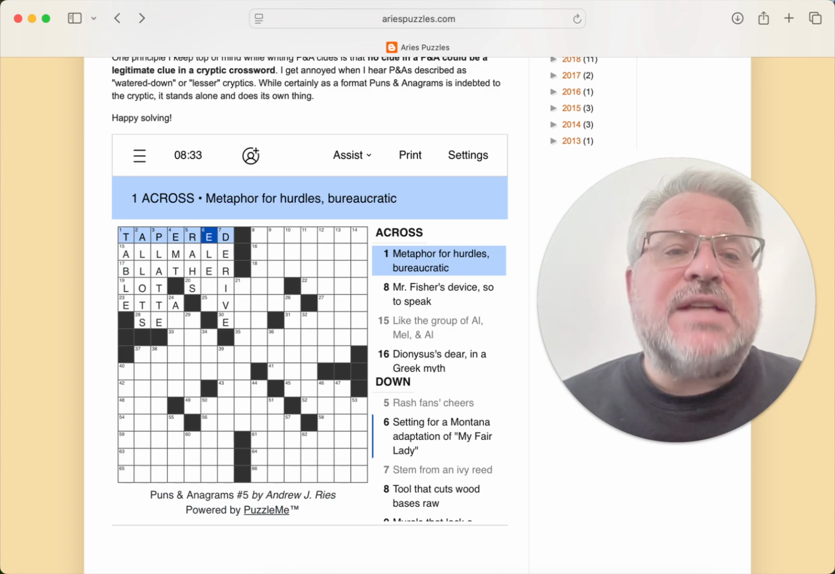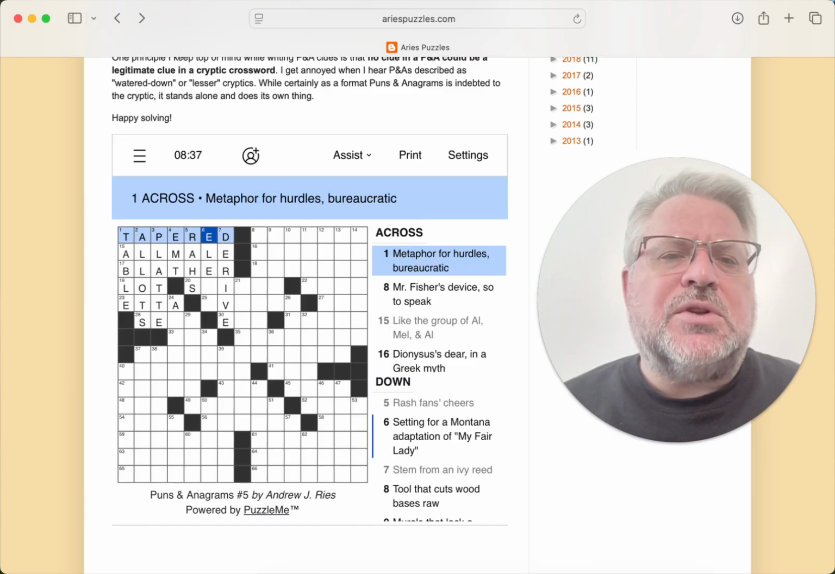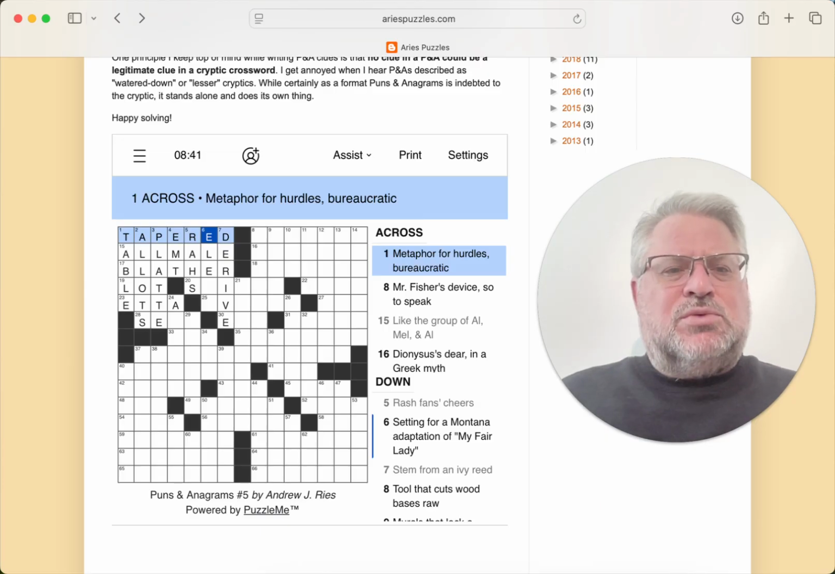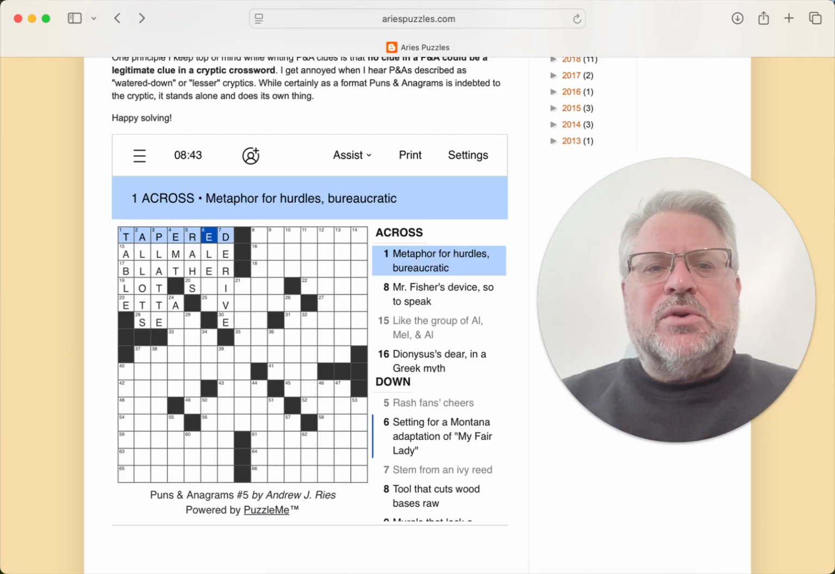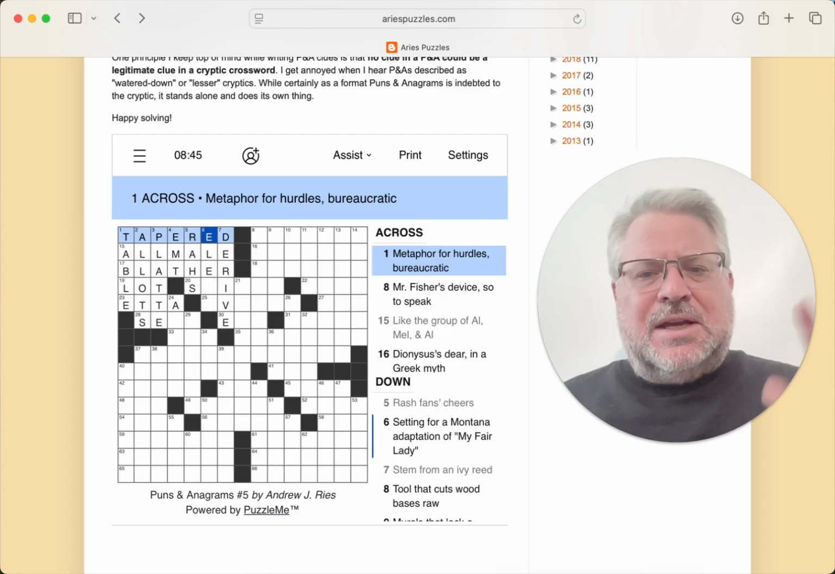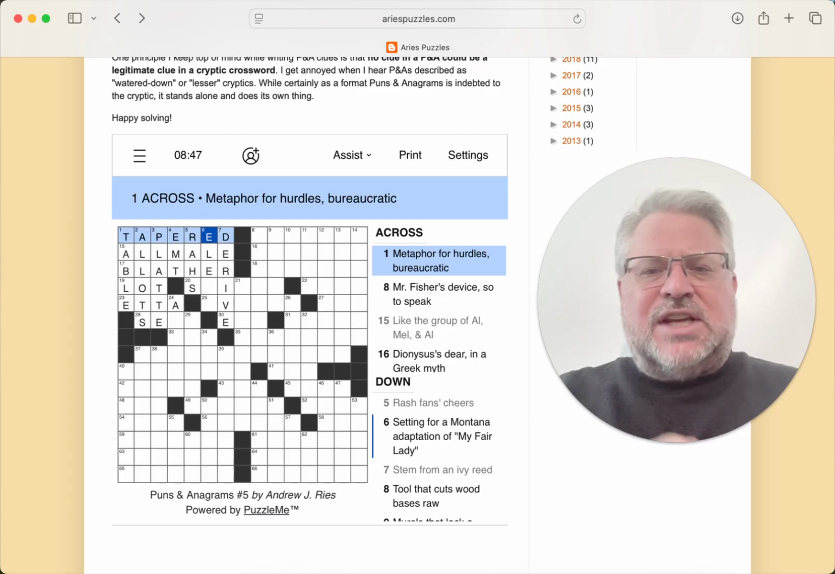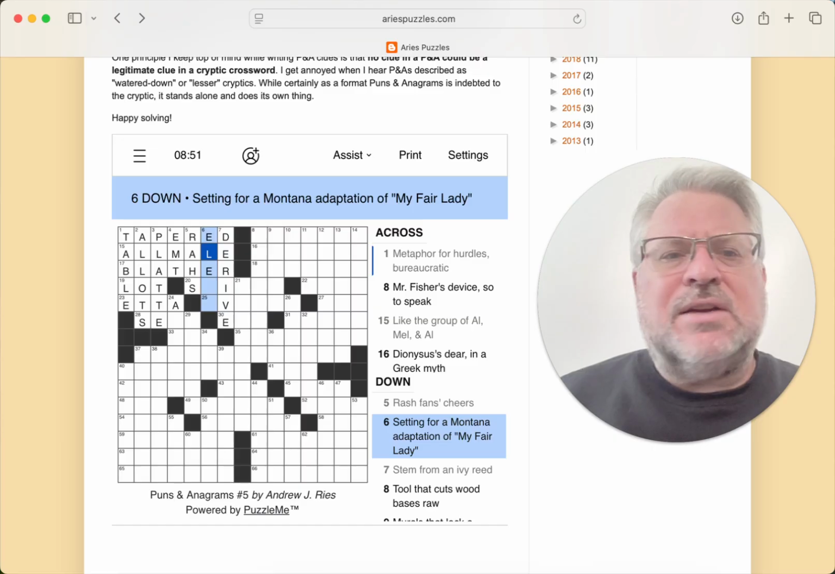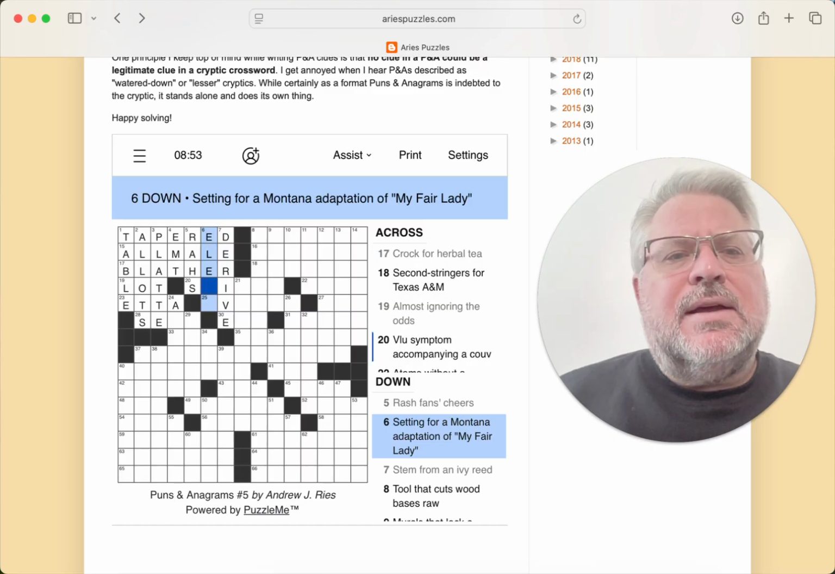Oh, it's red tape. Red tape is a bureaucratic metaphor for hurdles. Oh, are we reversing taking bureaucratic? This would normally be bureaucratic metaphor for hurdles. We're mixing up bureaucratic and metaphor for hurdles and then doing the same with red tape, giving us tape red or tapered. I think that's it. I haven't seen one like that before.